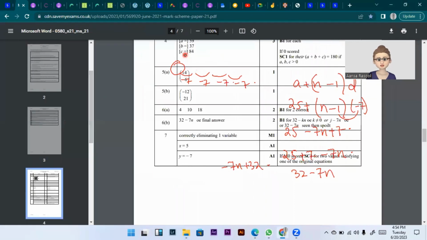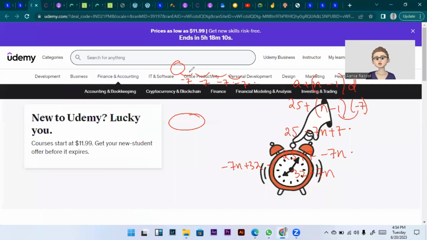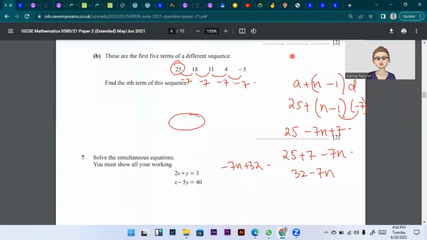Let's see what they are giving. That's the right answer, so 32 minus 7n is the nth term. Now, if you want to verify whether the solution is right, you can use 32 minus 7n. For the first term, n will be 1. So 32 minus 7, yes, the first term is 25.